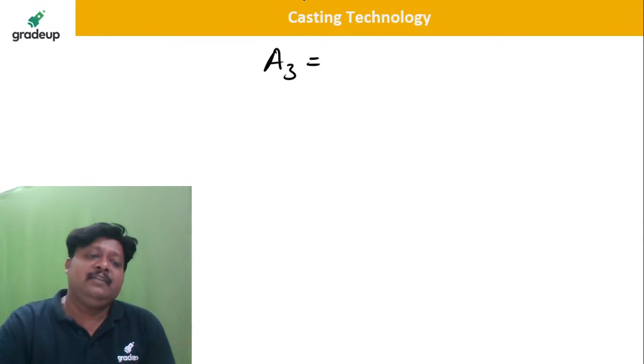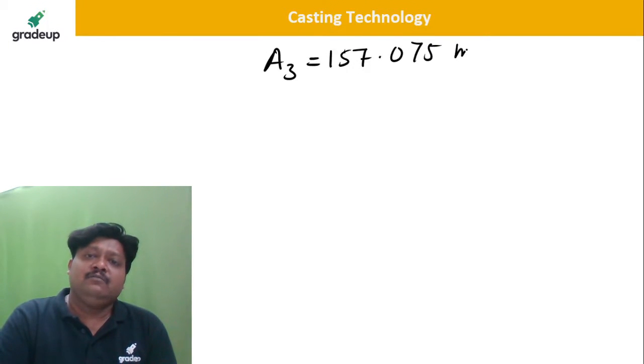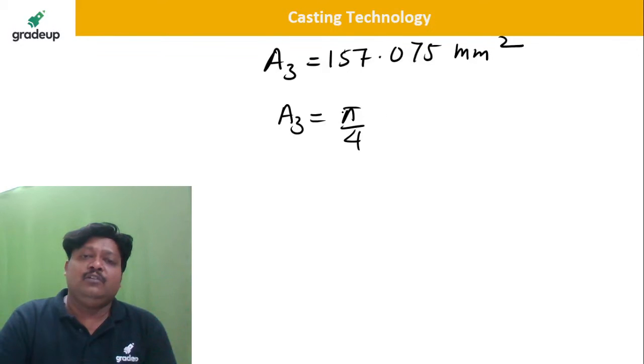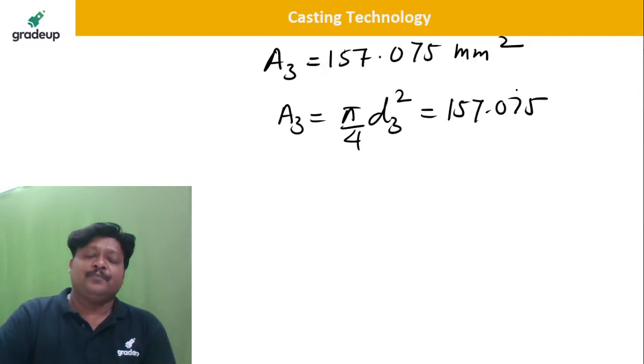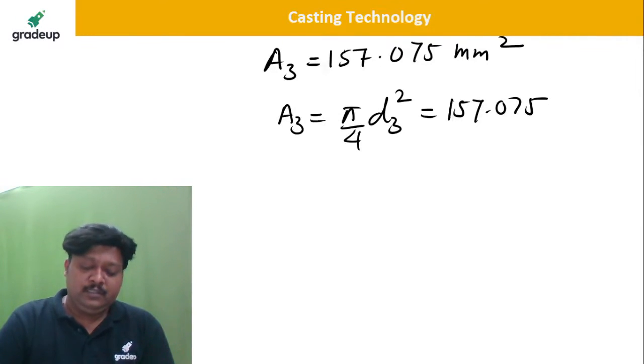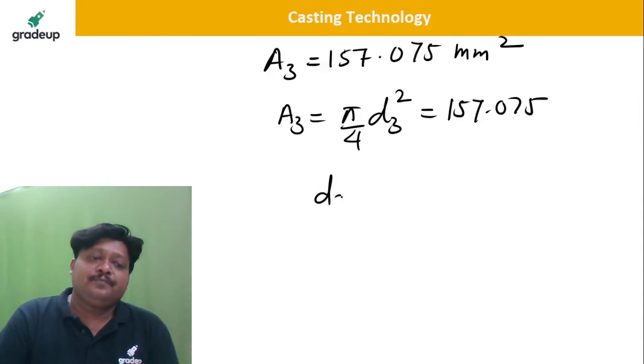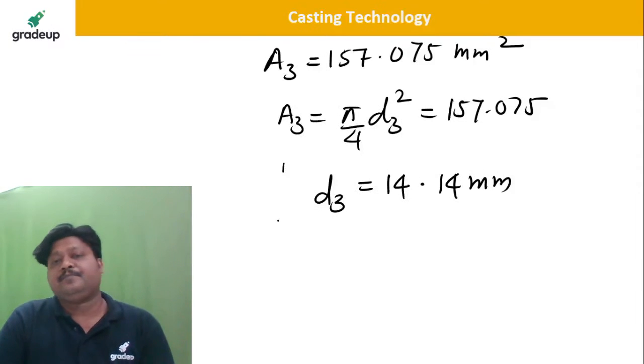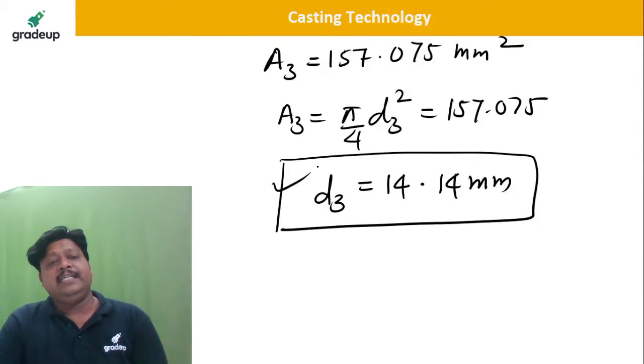Yes, it is 157.075 mm square. And you know the area is pi by 4 d square. Arun, very good evening. Pi by 4 d3 square, it will be 157.07. So into 4 divided by pi, and root over the answer if I take, it will be 14.14 mm. Please check it out.